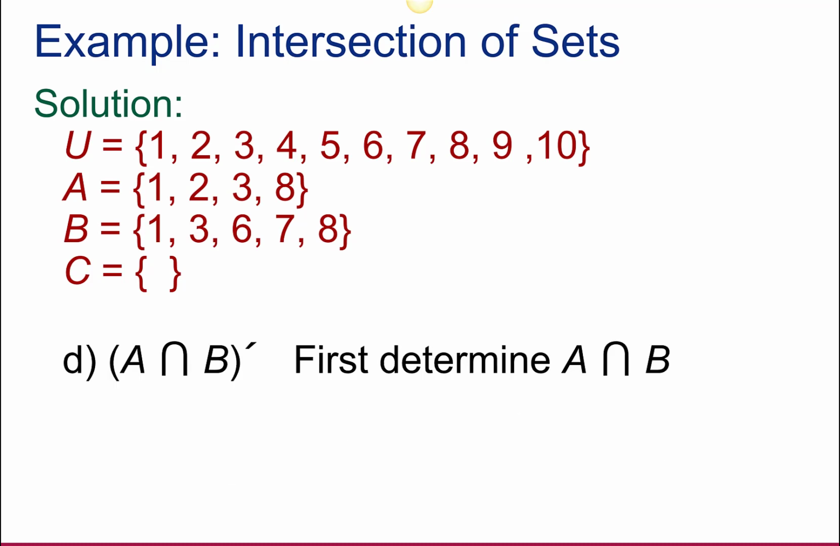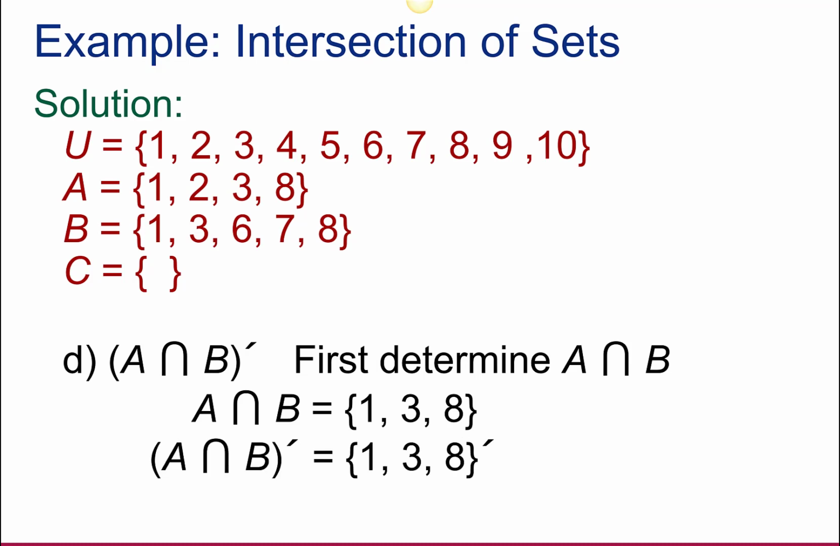And then finally, we want to take the complement of the intersection of A and B. First we need to determine the intersection of A and B, which is 1, 3, and 8. Then we want to take the complement of that, which is everything in the universal set that's not included in this set. And that's going to be the set of elements 2, 4, 5, 6, 7, 9, and 10.